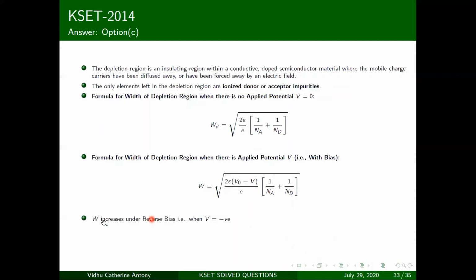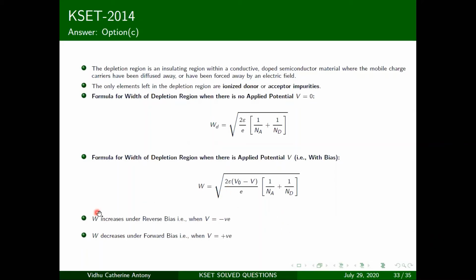So what happens when you have a reverse bias? When you have a reverse bias, it's negative, right? So when you subtract it from your V naught, you're going to end up getting a positive quantity here. So your width increases when you have reverse bias. And when you have forward bias, your W decreases.